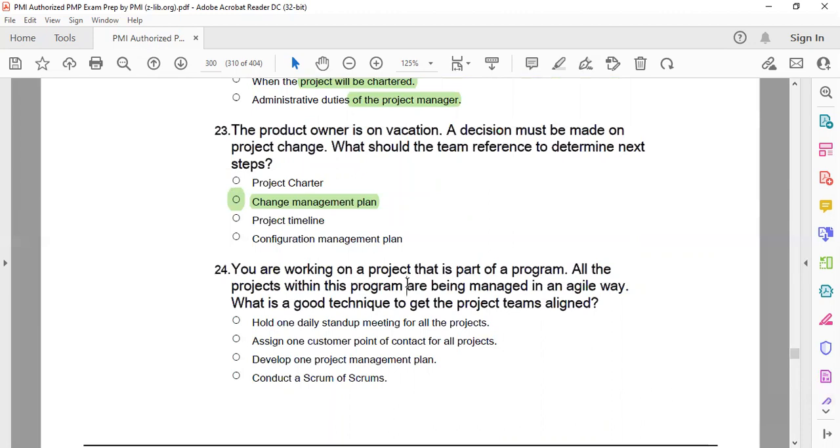Three more. You are working on a project that is part of a program. All the projects within the program are being managed in an agile way. What is a good technique to get the project team aligned? Hold one daily stand-up meeting for all the project. All can never be the right answer. That's what I taught you, right? All. Develop one project management plan or conduct a scrum of scrums. Now you know the answer.